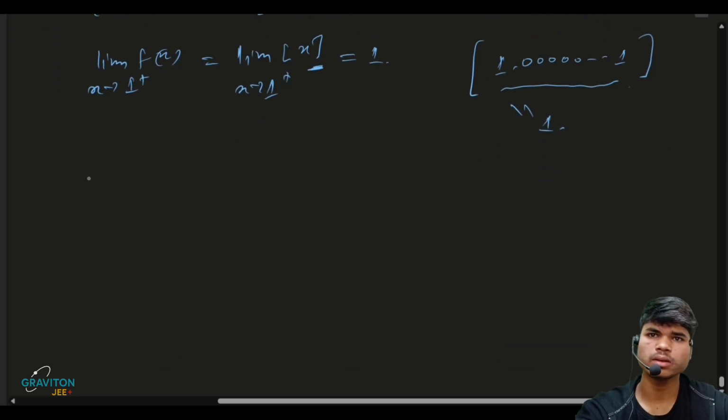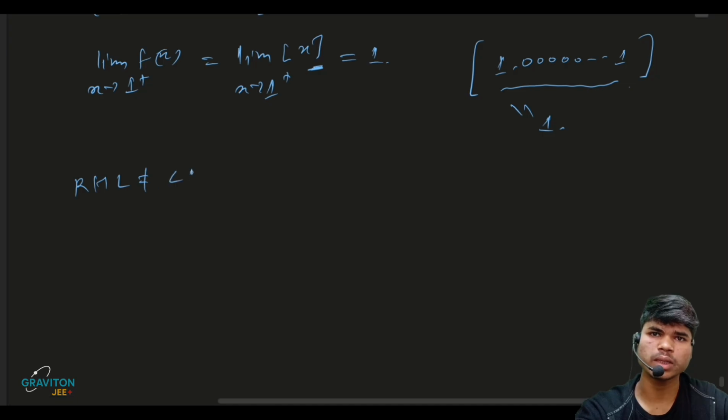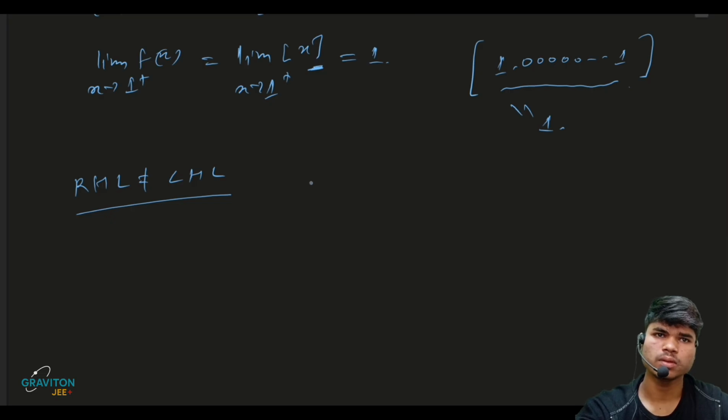So here the right hand limit is not equal to the left hand limit. So the limit of the function box x does not exist.